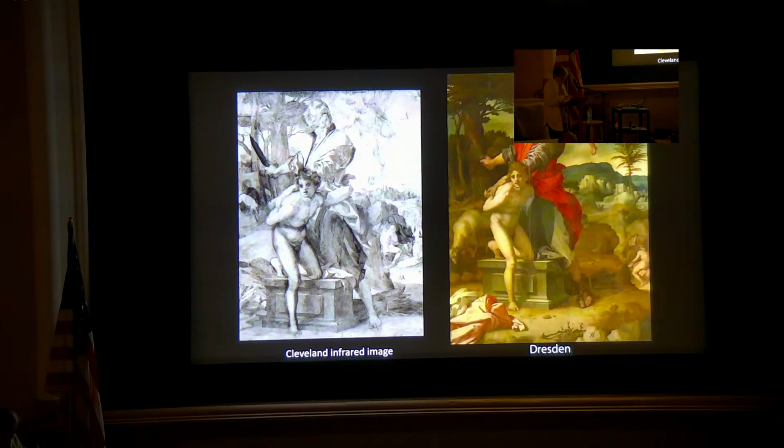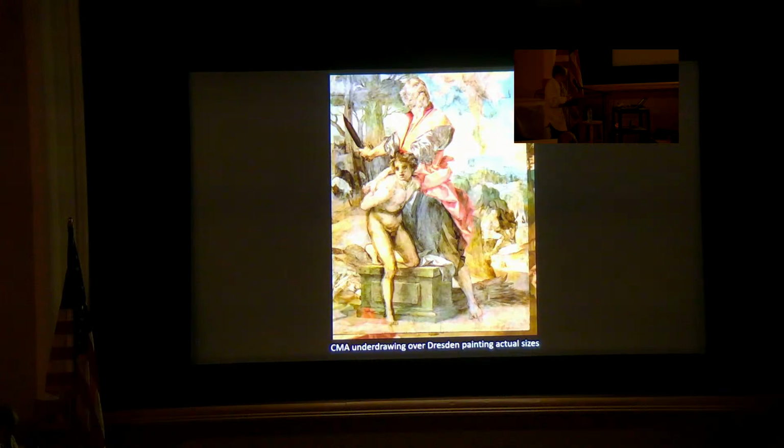While the Dresden version is slightly larger, the main figures match in size and scale. However, the artist expanded the foreground and background above and below the figures in the later finished painting. Now, we did a lot of work in Photoshop changing opacity to see how well things matched up.